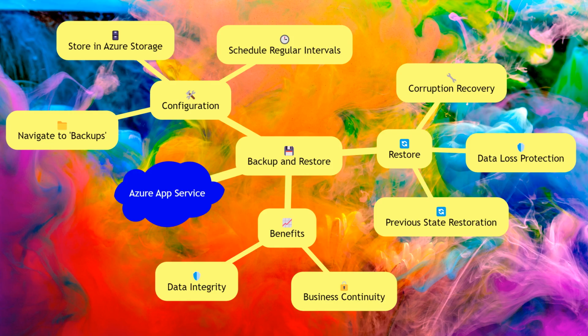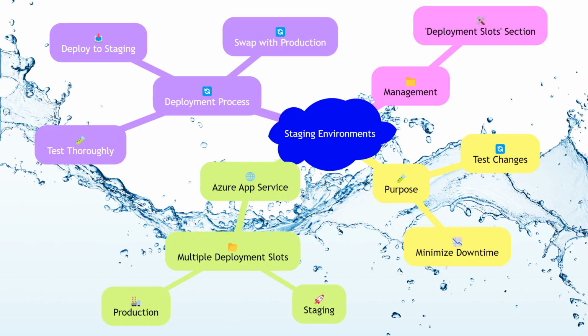Azure App Service provides backup and restore capabilities to protect your application data. Navigate to the Backup section in the App Service menu to configure automatic backups. You can schedule backups to run at regular intervals and store them in an Azure storage account. In case of data loss or corruption, you can easily restore your application to a previous state, ensuring business continuity and data integrity.